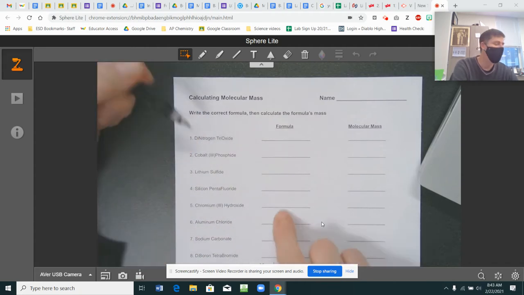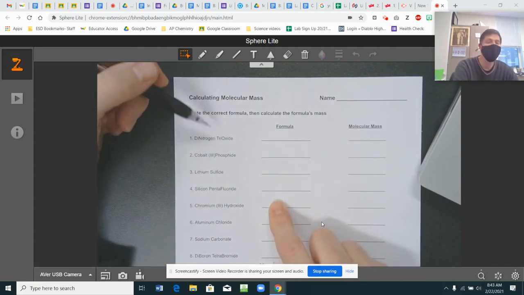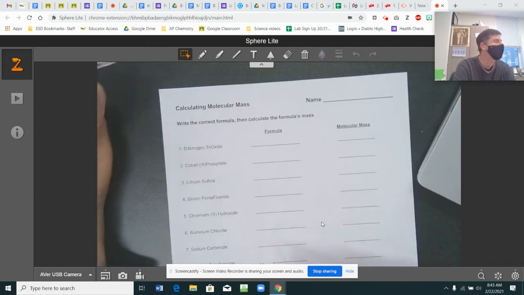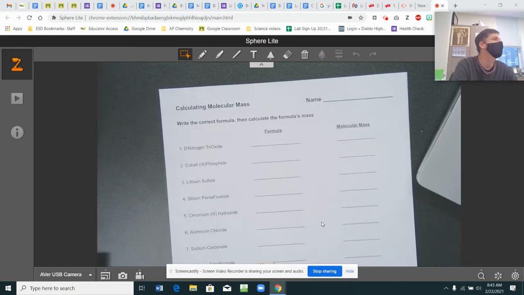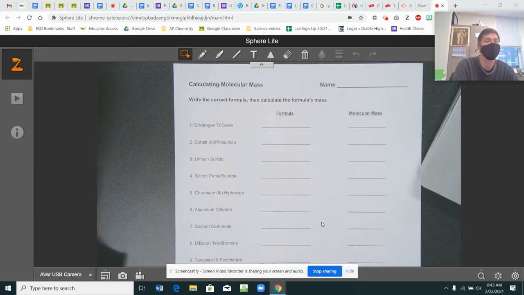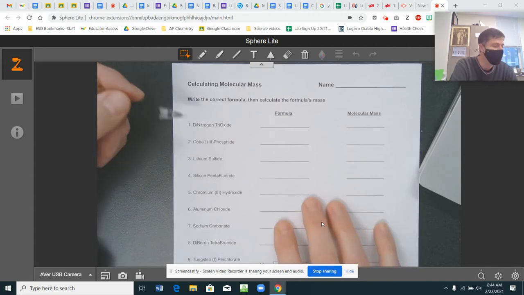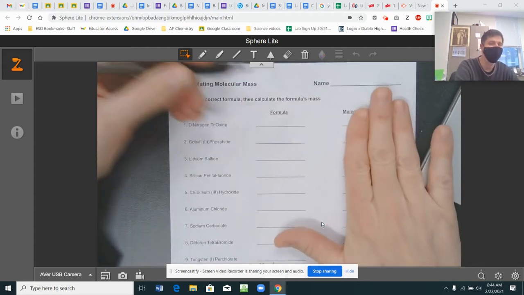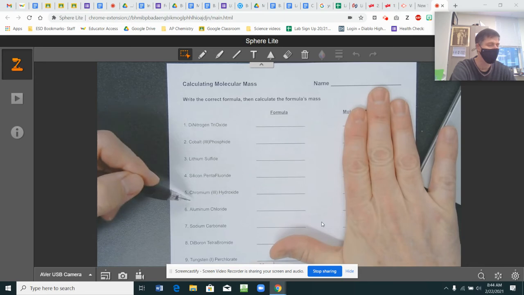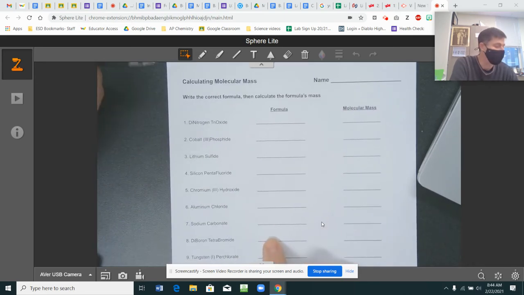But with this, what we have to start with is we actually have to go from a name to a formula. That's why we spent some time coming up with formulas. We're going to walk through the first couple together. Okay, so you have to have your periodic tables out. So before we actually go to the molecular mass, I want to go through coming up with the formulas.